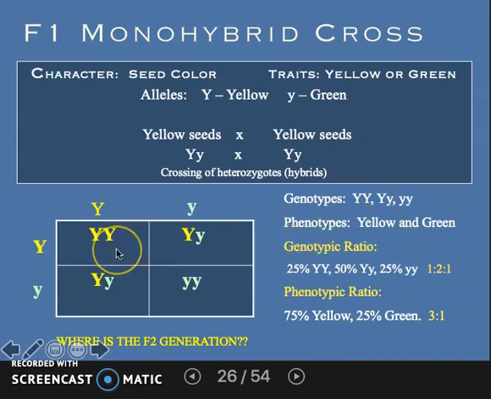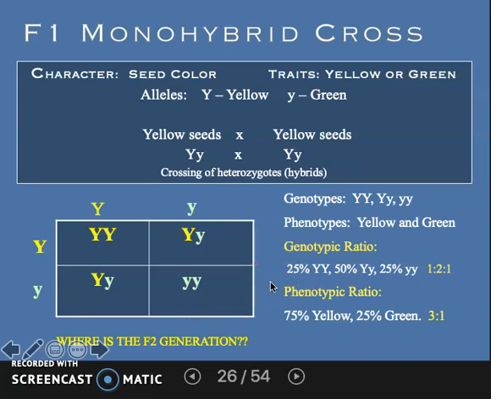So a quarter of the offspring should be big Y, big Y. A quarter of the offspring should be little y, little y, and then 2 quarters, or 1/2 of the offspring, should have the heterozygous genotype. Now, in terms of phenotype, we've got yellow, yellow, yellow, 75% yellow, and 25% green.